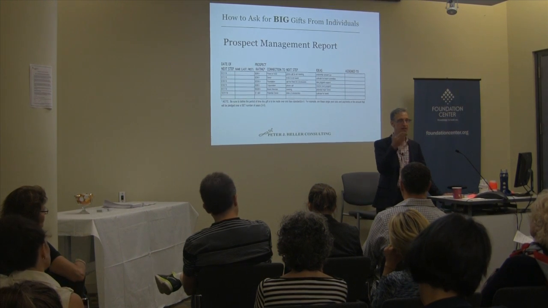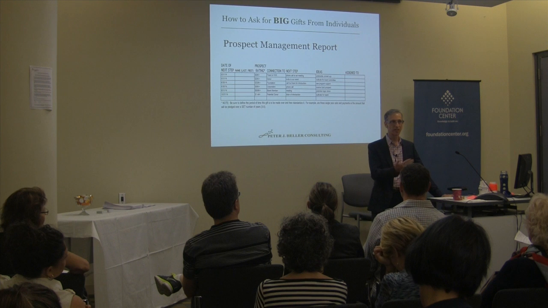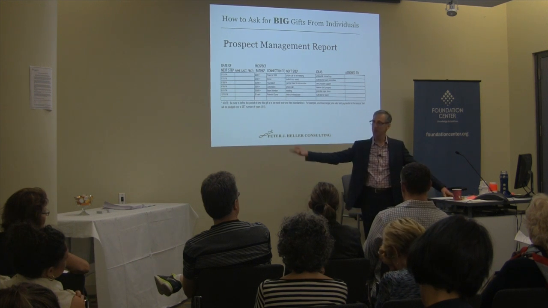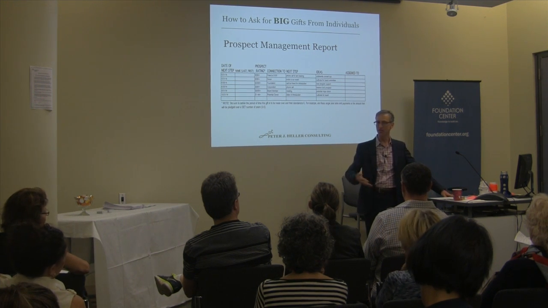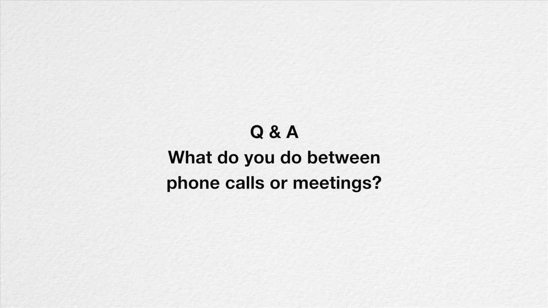Somebody could make a pledge to give you a large gift over several years and make that pledge in March, but not make the first payment until December. So it's a different kind of cycle. You just want to be doing it forever.